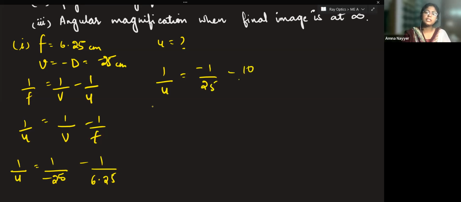Minus 10 here is there. 6.25 will become, if you remove the decimal, 1 by 100 will become 1 by 625 and 25 LCM. So 30 by 2, 15.